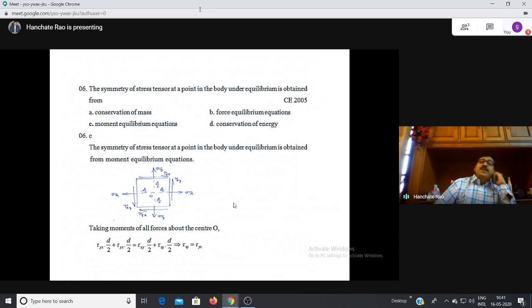The symmetry of stress tensor at a point in the body under equilibrium is actually out of syllabus for you, but the symmetry of the stress tensor is obtained from moment equilibrium equations. This is moment equilibrium equations. It is out of syllabus, I think.